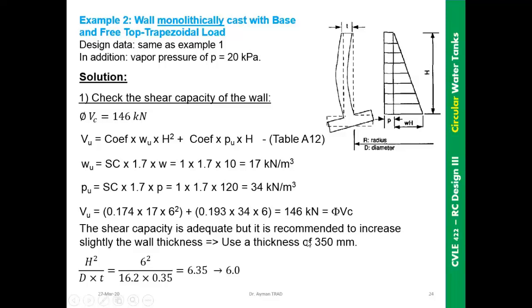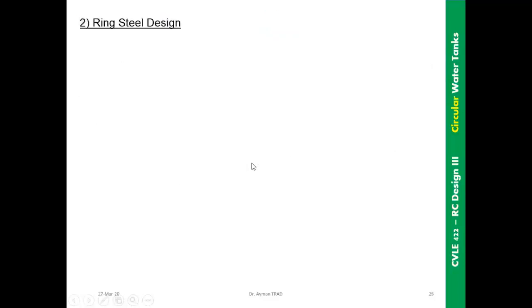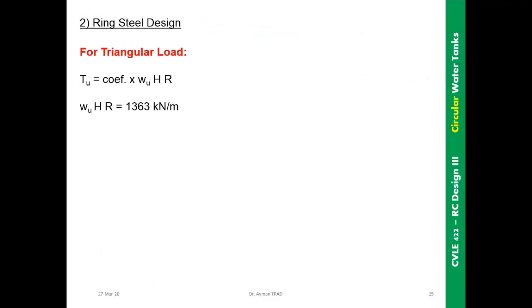Now again we'll follow the same procedure as in the first example. We'll move now from the shear checkup to the ring tension reinforcement. The difference now is that we have a trapezoidal load. So I'll have a formula for the triangular load coefficient times W ultimate HR. This W ultimate HR we already calculated from example number 1, 1363 kilonewton per meter.